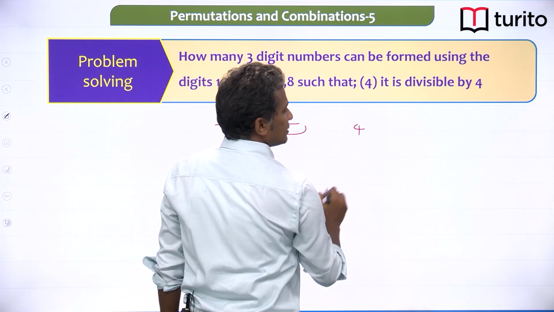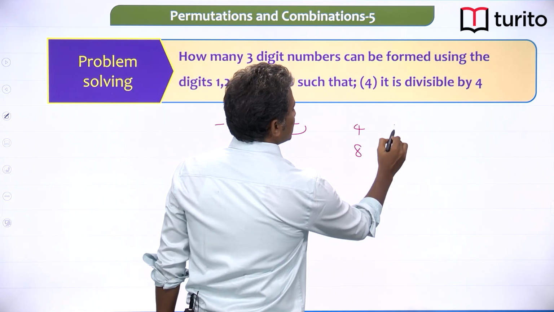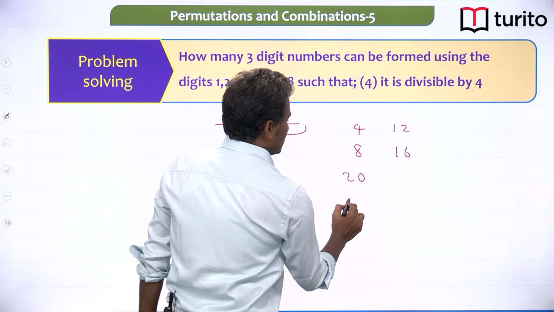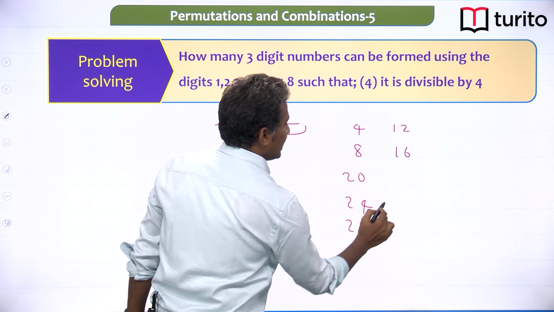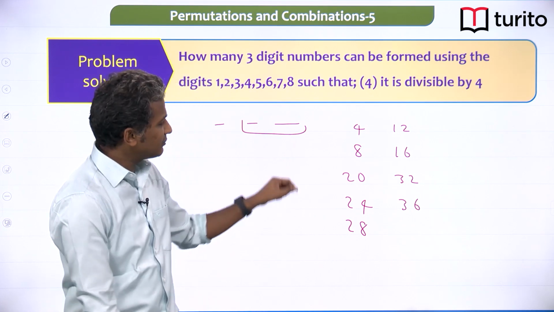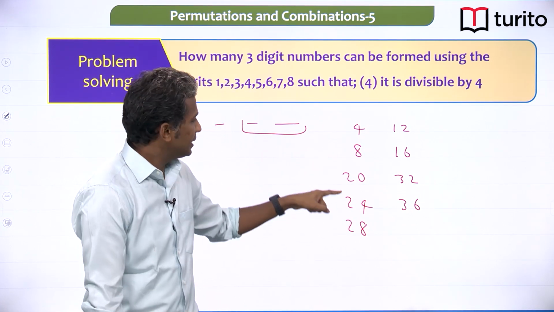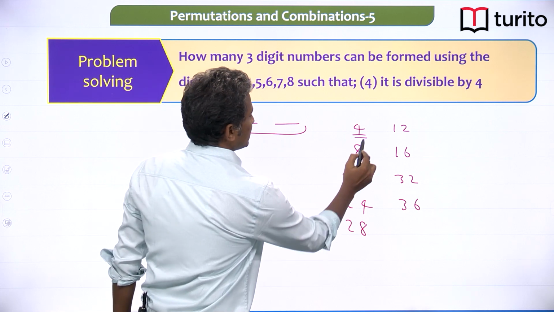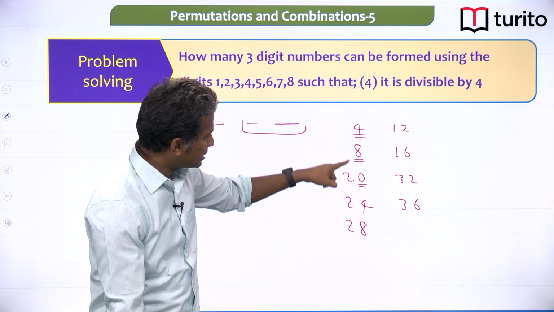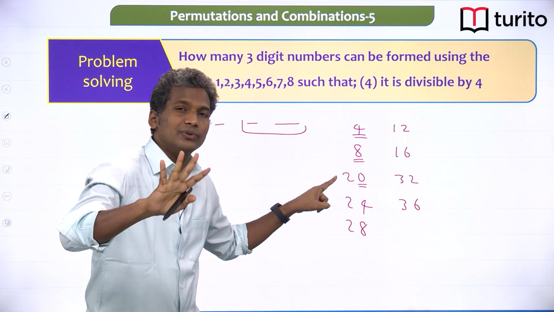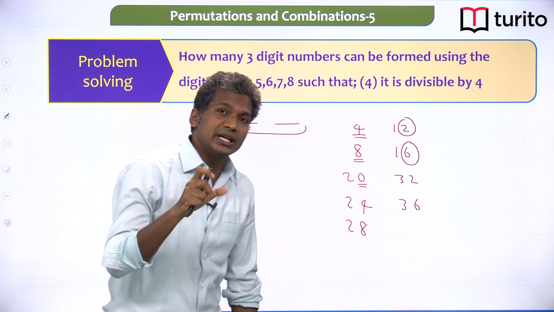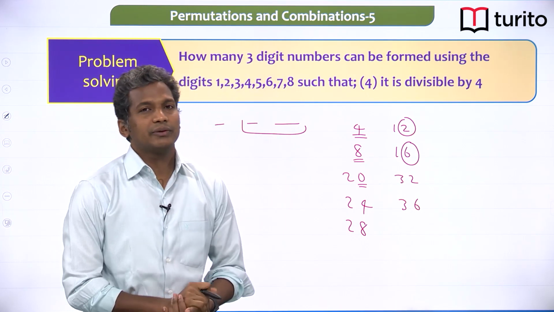So, there is 4 which is divisible by 4, there is 8, there is 12, there is 16 and there is 20, 24, 28, 32, 36. Now, there is a reason why I have written them like this. Here, if you check the last digit, it is either 4, 8 or 0. So, these last digits are the digits which are divisible by 4. Okay. Now, here these 2, 6 are also even digits, but they are not divisible by 4.